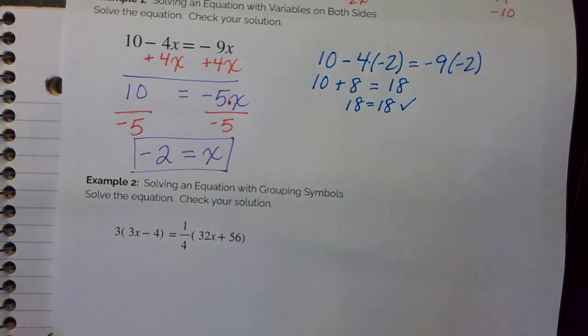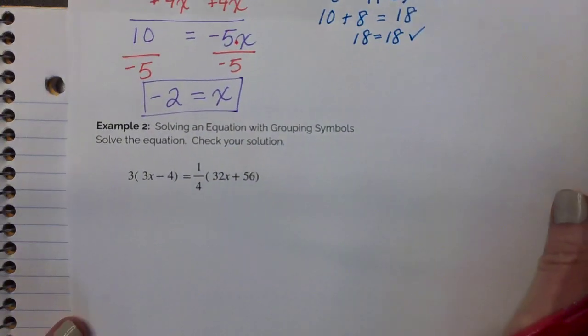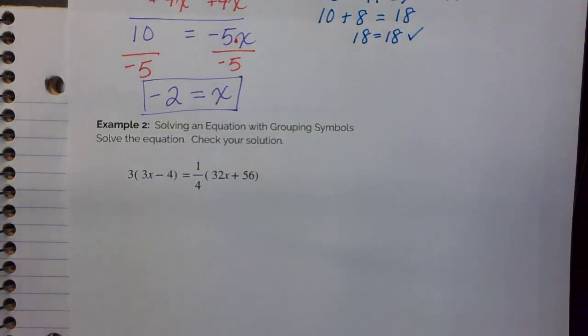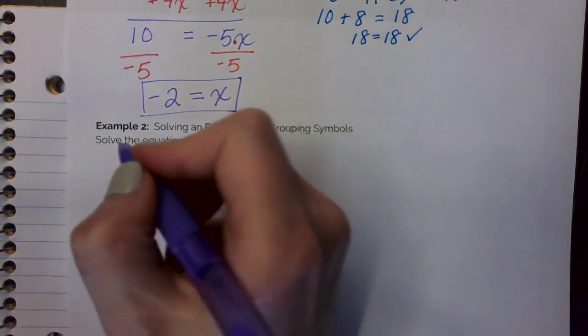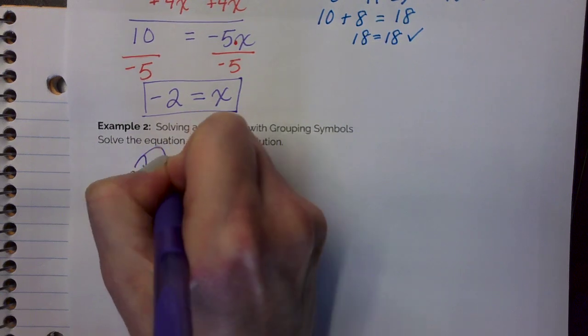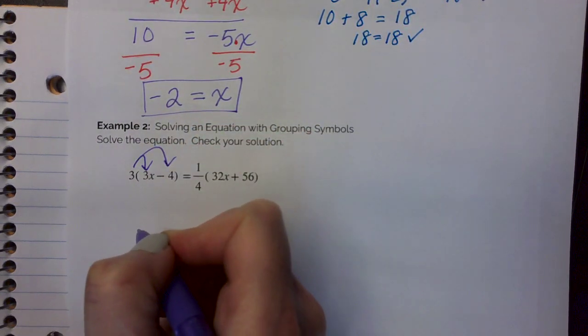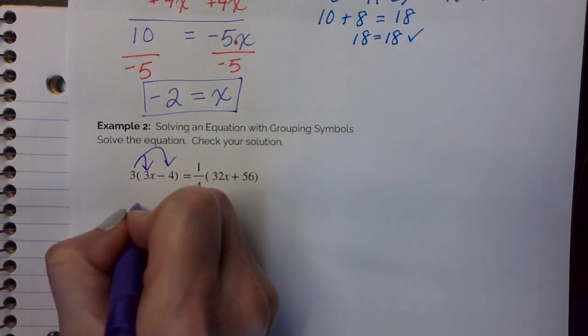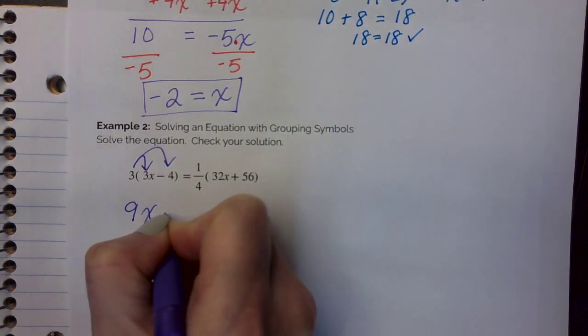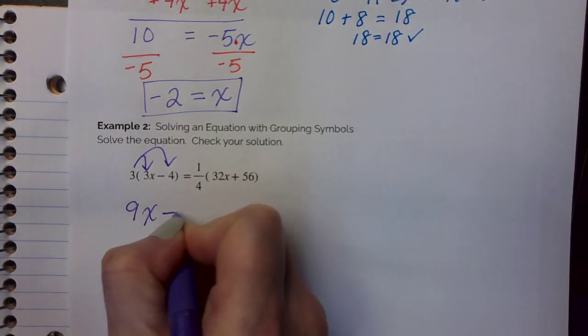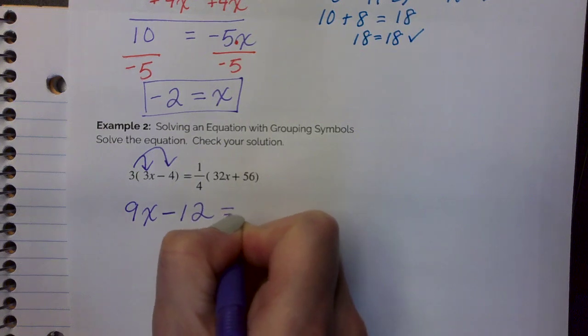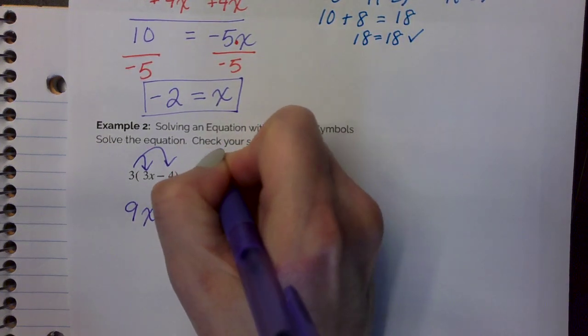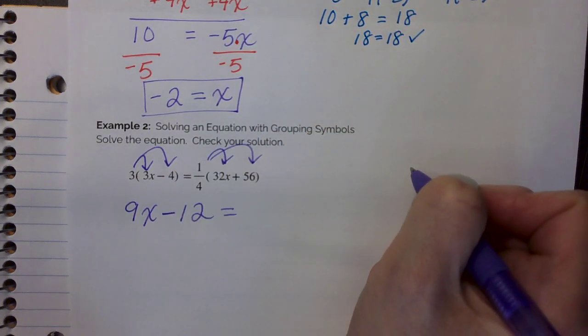Let's do another one. This time with grouping symbols. So we need to simplify both sides. Here we go, the distributive property. 3 times 3x, 9x, 3 times negative 4, minus 12 equals, and we've got the distributive property over here.